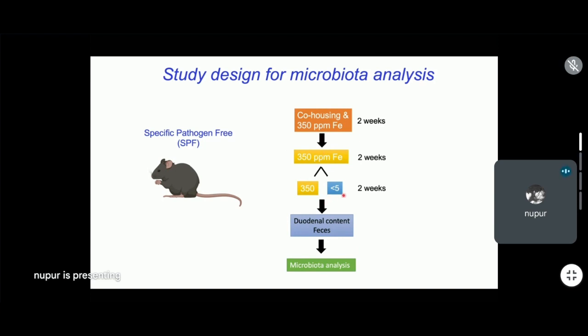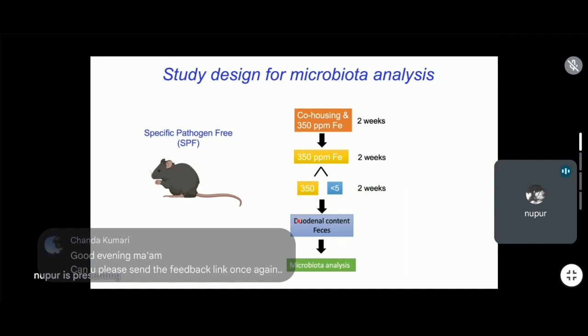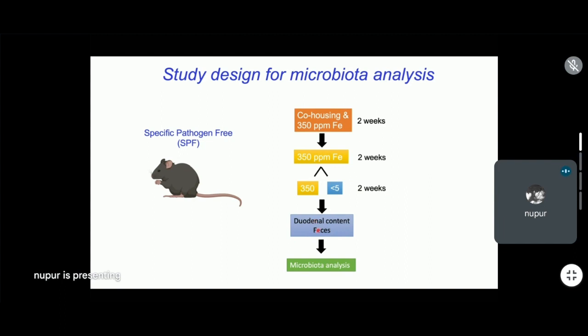Then we shifted some of the mice to an iron deficient diet for another 2 weeks. We know that 2 weeks is good enough to make them anemic, which I showed in the previous slides. And then we looked at the microbiota in their duodenal content and feces, again the upper intestine and the lower intestine, for microbiota analysis.